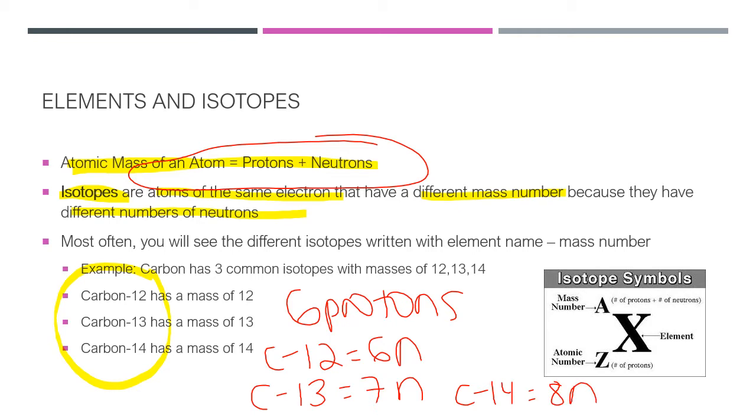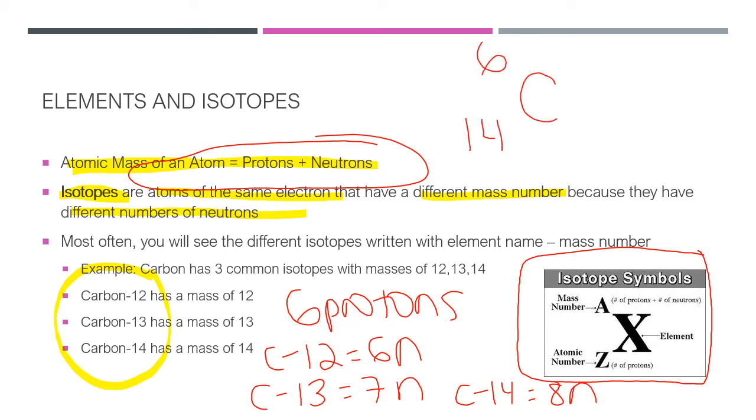You might see isotopes written in this format. I don't really think you'll see it, but element symbol, mass number up top, atomic number at the bottom. So with that carbon example, it would be like C with 6 at the bottom. That would be carbon 14 versus carbon 12. And remember, the difference is their number of neutrons, not their number of protons.